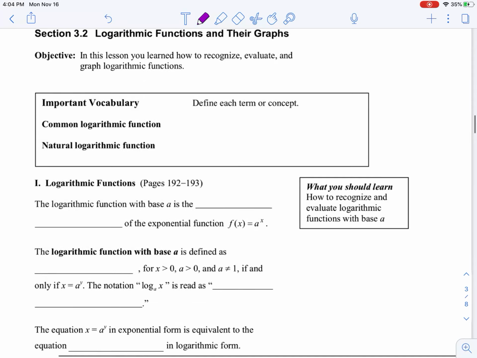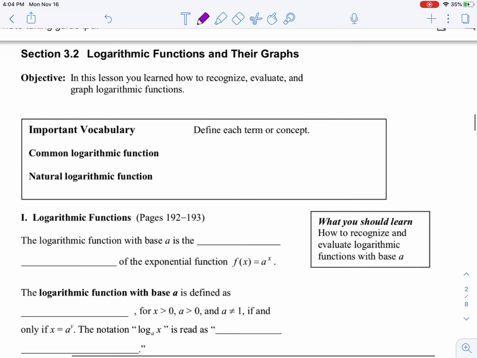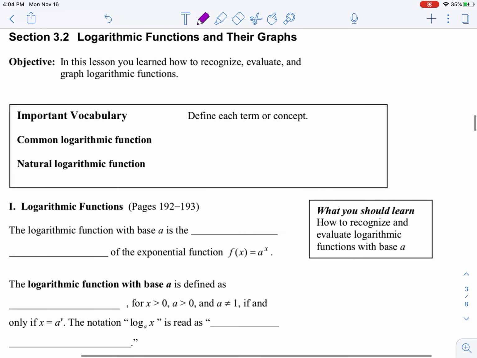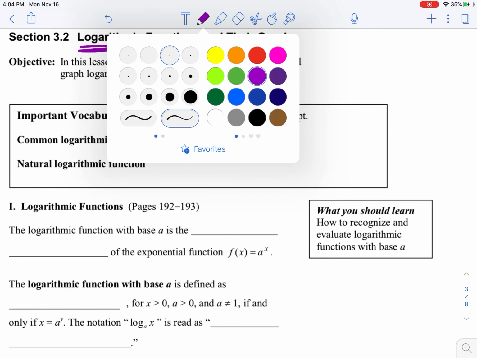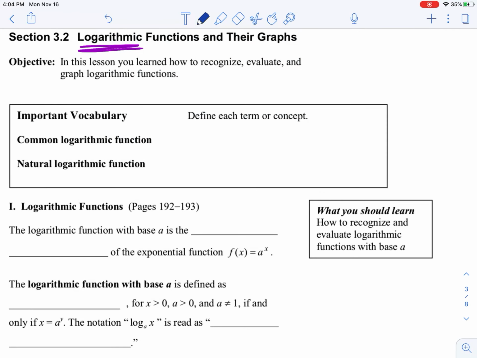Hey everybody, today we are going to be taking notes on section 3.2. We're talking about logarithmic functions and their graphs. Before, we were talking about exponential functions and their graphs, so we're going to see how they go together and what they do for each other. First things first, we're going to talk about some important vocab.